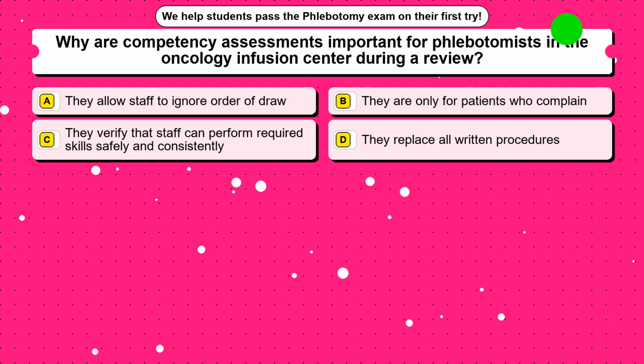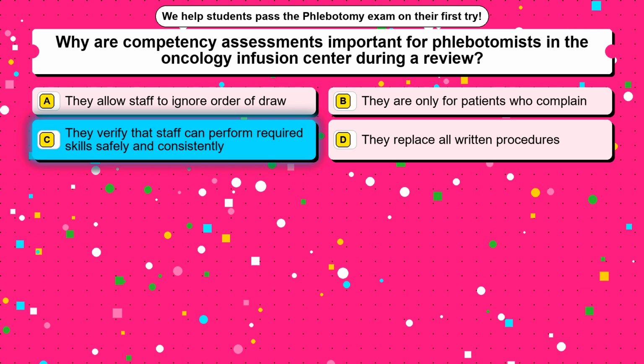Question 71. Why are competency assessments important for phlebotomists in the Oncology Infusion Center during a review? Option A, they allow staff to ignore order of draw. Option B, they are only for patients who complain. Option C, they verify that staff can perform required skills safely and consistently. Option D, they replace all written procedures. The correct answer is option C.